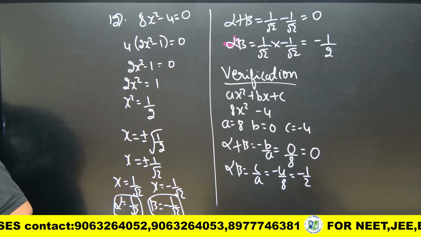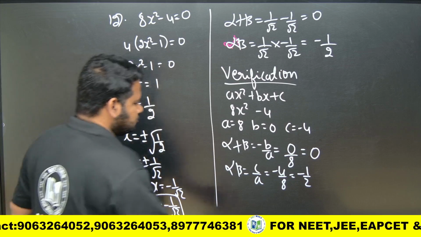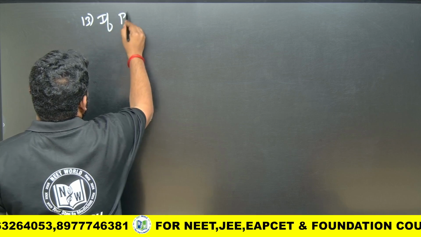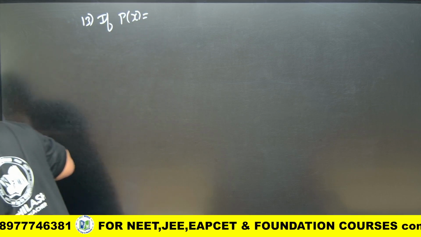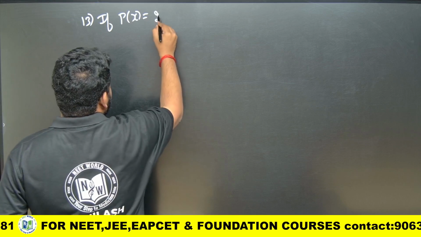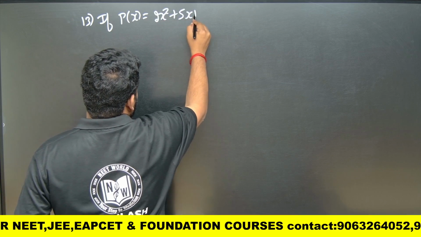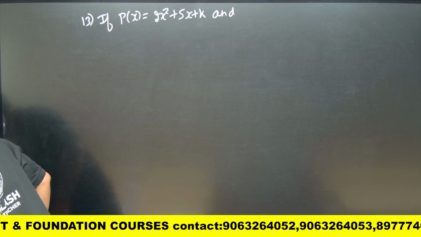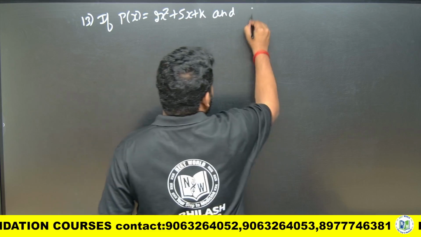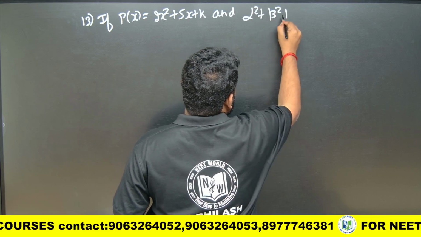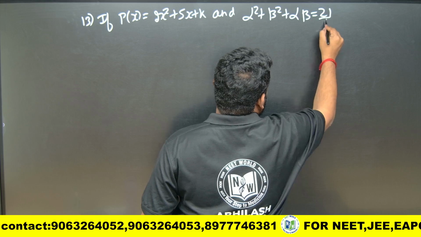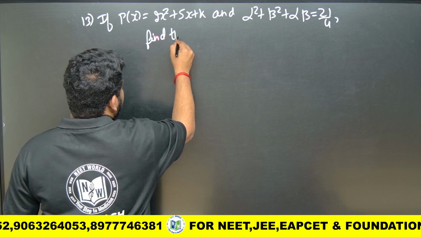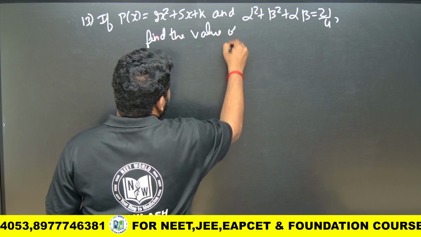This is question number 13. They are telling, if p of x is equal to 2x square plus 5x plus k, and they have given a relation that alpha square plus beta square plus alpha beta is equal to 21 by 4. Okay, they are asking us to find the value of k.